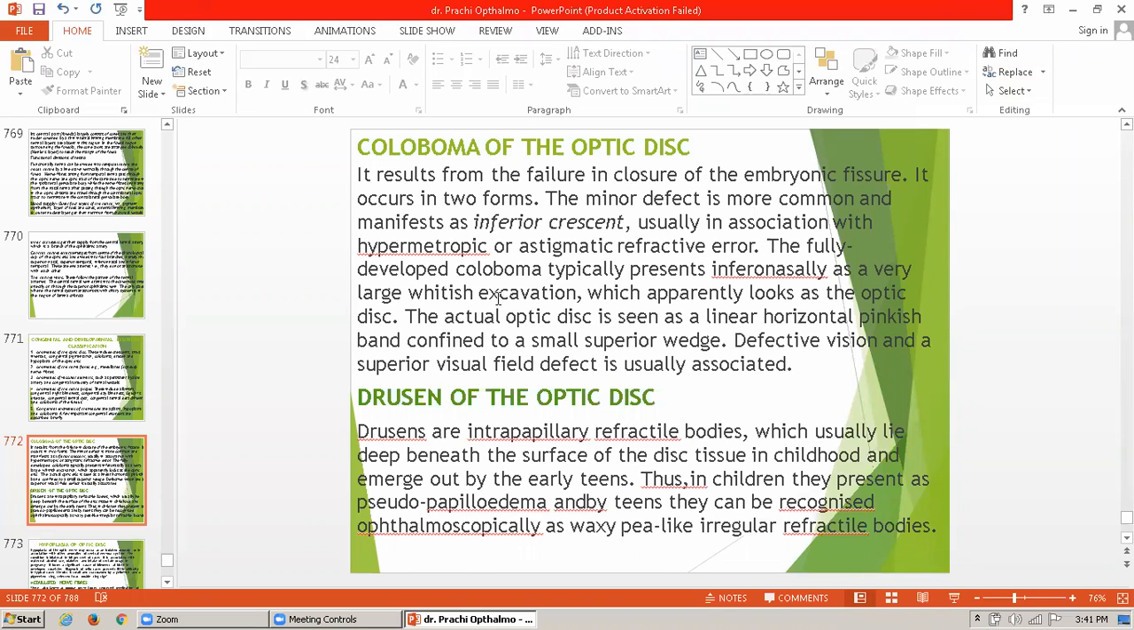usually in association with hypermetropic or astigmatic refractive error. And the fully developed coloboma is typically present inferonasally as a very large whitish excavation which apparently looks like the optic disc. The actual optic disc is seen as a linear horizontal pinkish band which is confined to a small superior ridge.